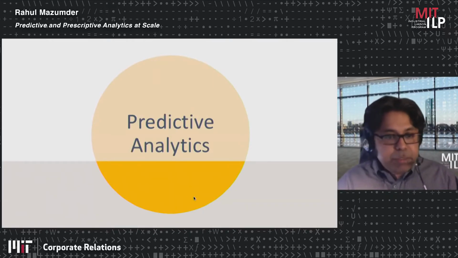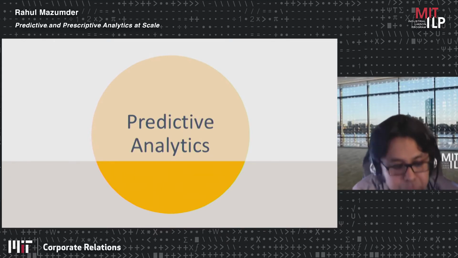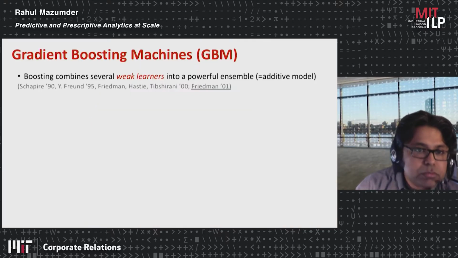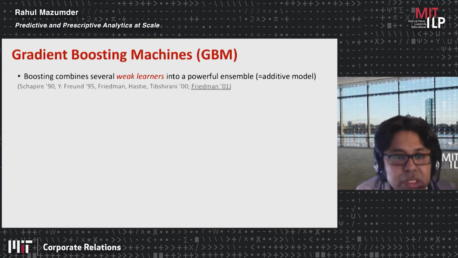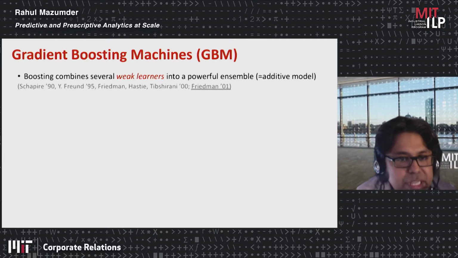So let me talk a little bit about the predictive analytics part. For the purposes of this talk, I will be focusing on one classic predictive method, and that is the boosting method, gradient boosting machines. GBM, gradient boosting machines, loosely speaking, combines several weak learners into a powerful ensemble. And this powerful ensemble is to many people also known as an additive model. It has garnered a lot of attention across the computer science as well as the statistics communities.